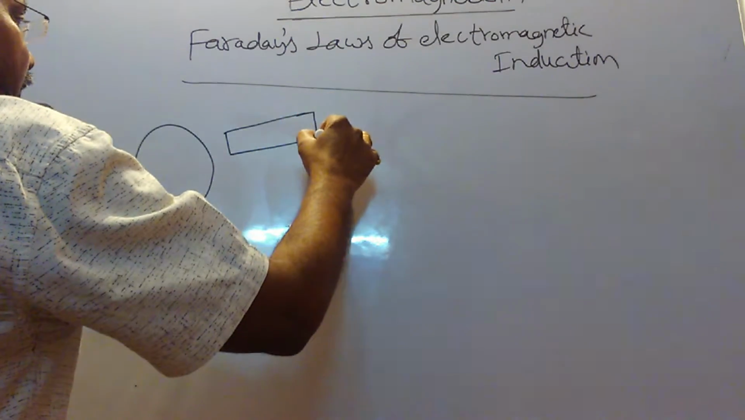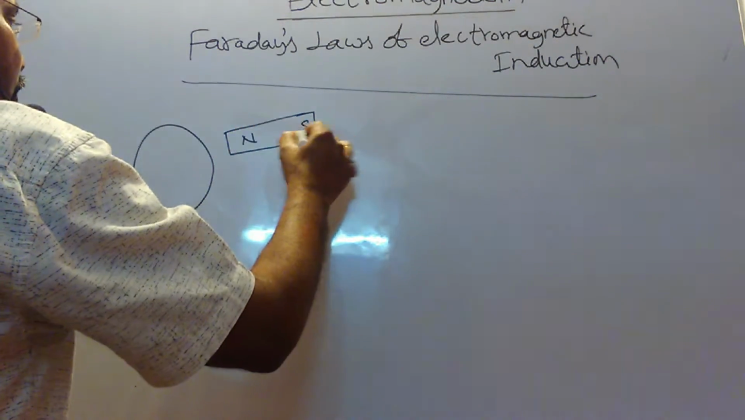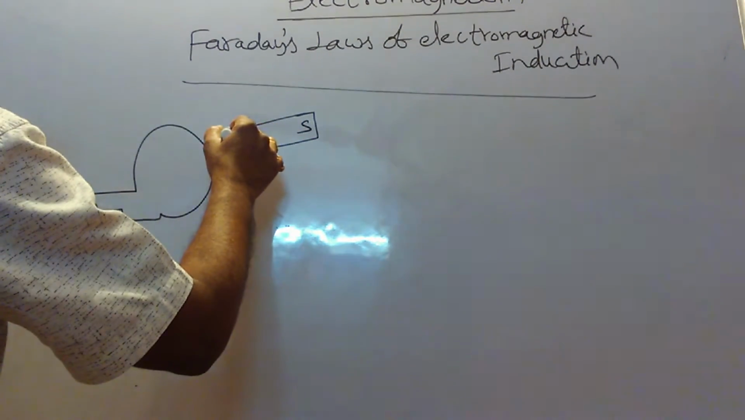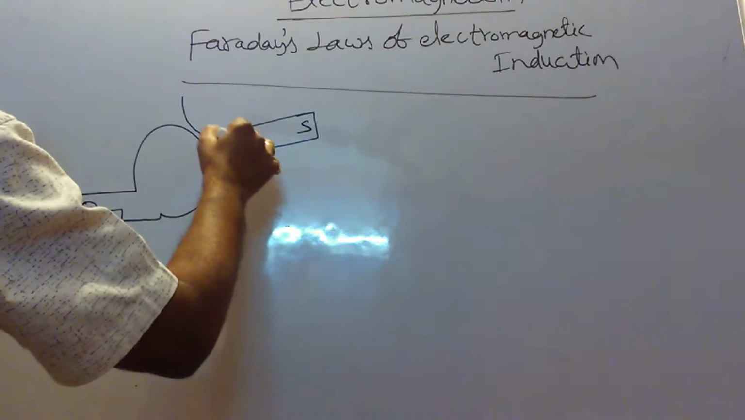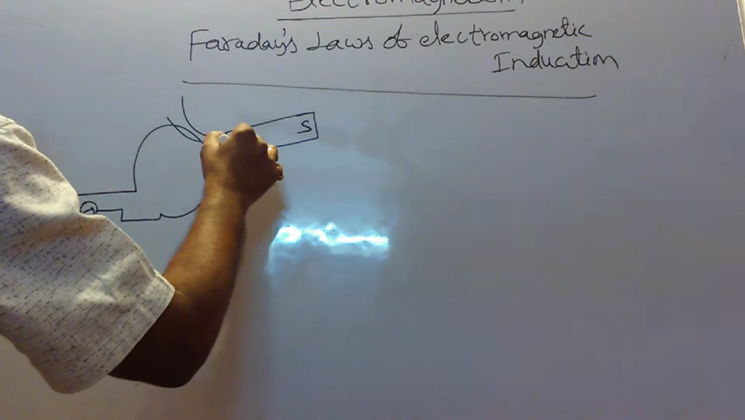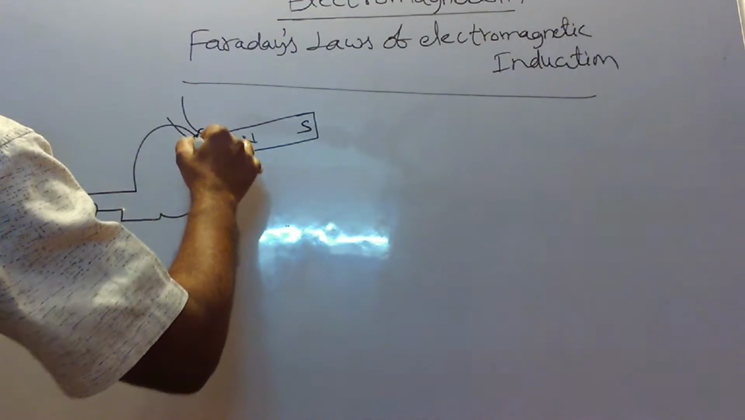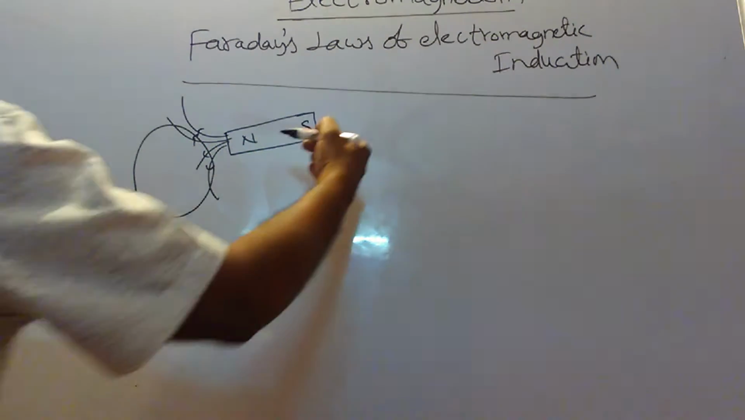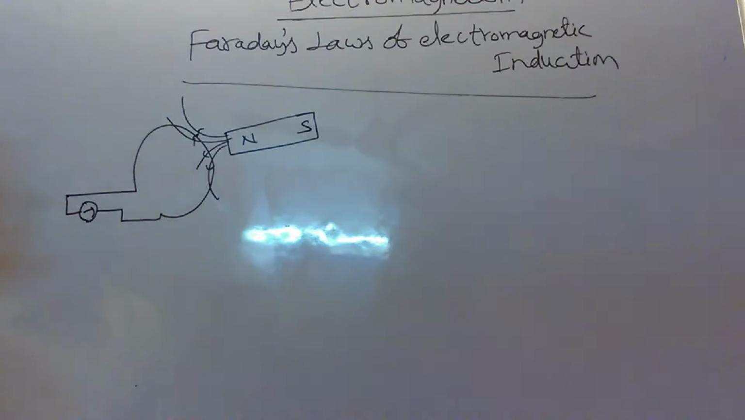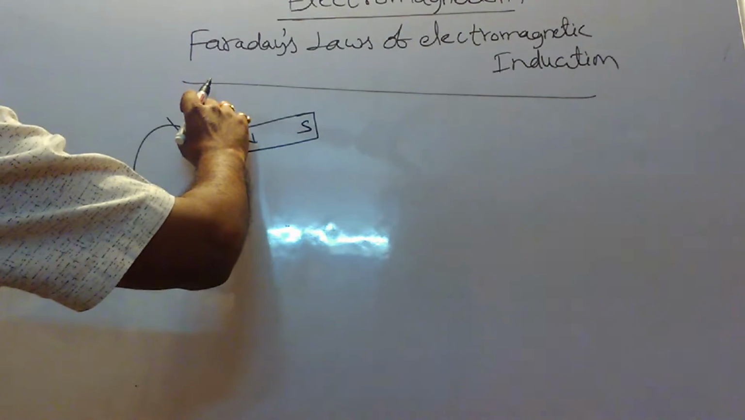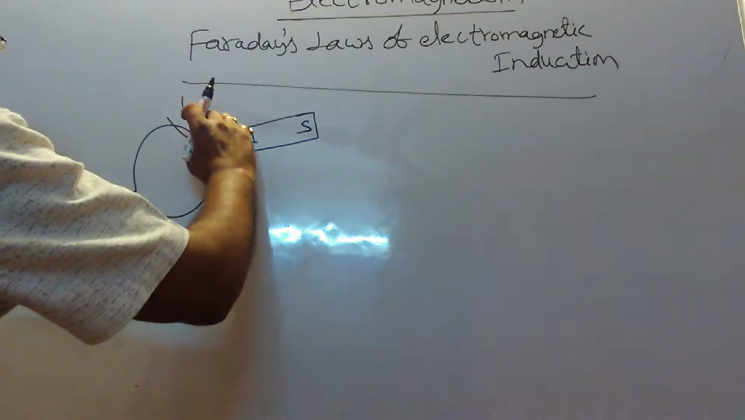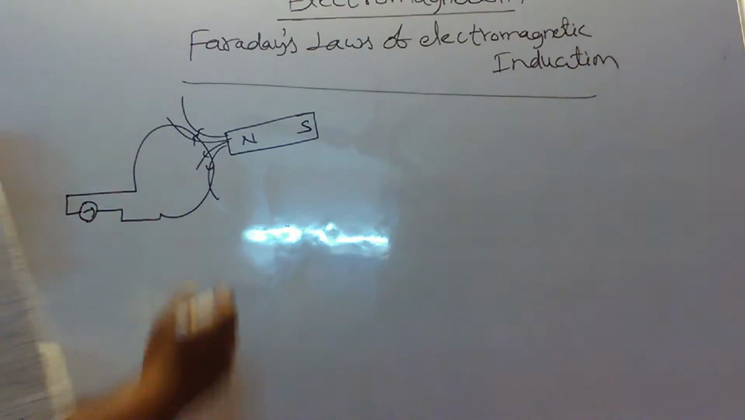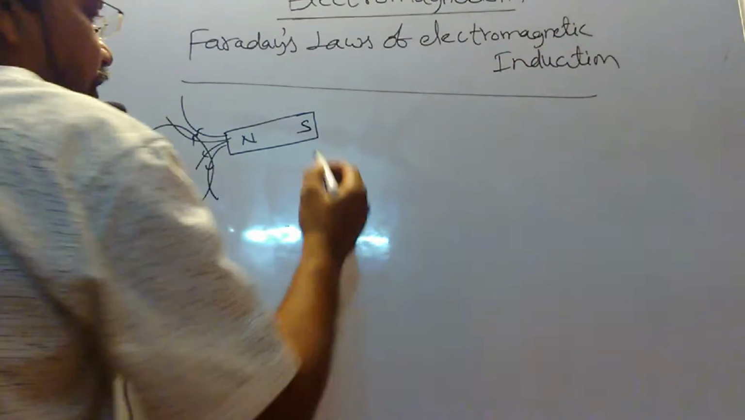I am keeping the magnet's north pole towards the coil. At that time, definitely from the north pole lines of force are coming, and these are linked up with the coil. When we are reaching towards the coil, the magnetic flux linking with the copper coil is increasing. So what is happening? Magnetic flux is changing.